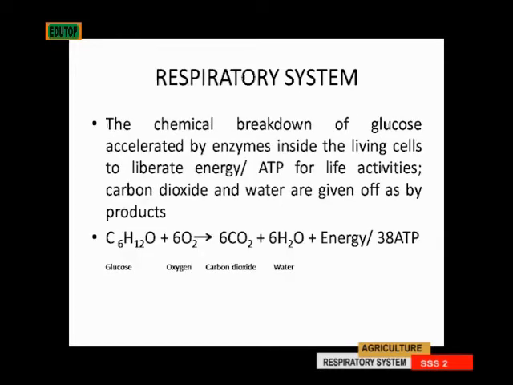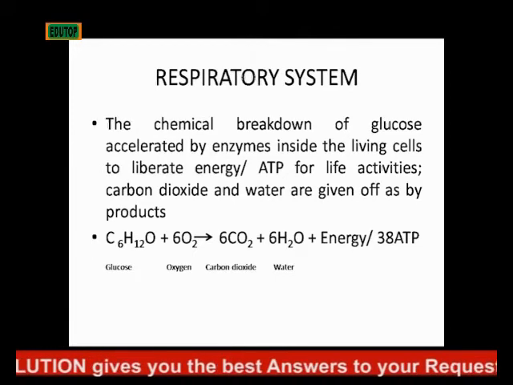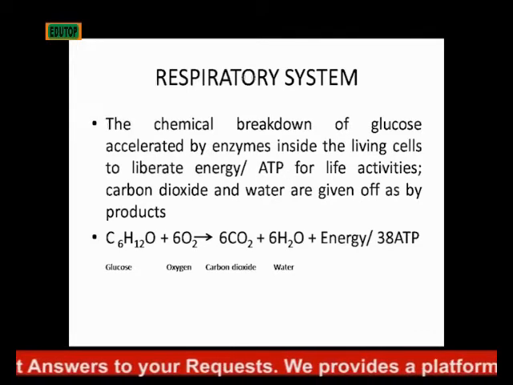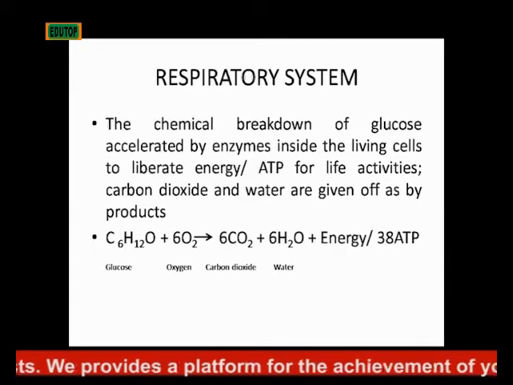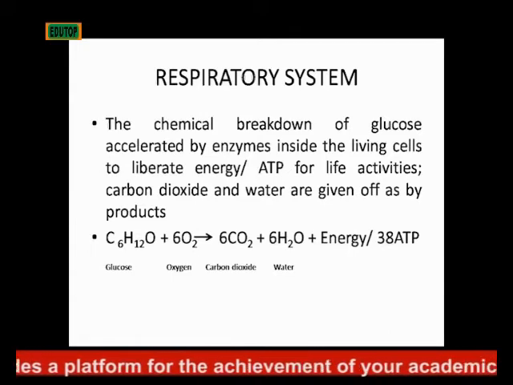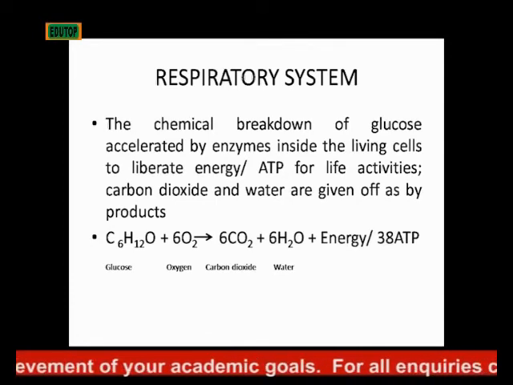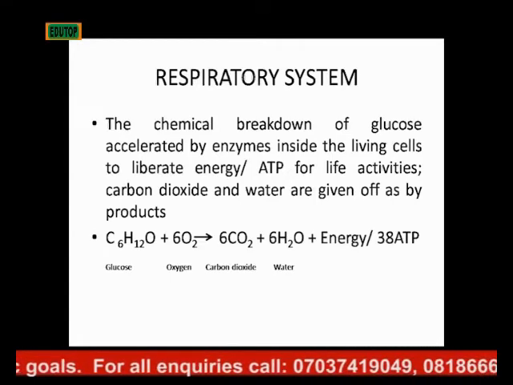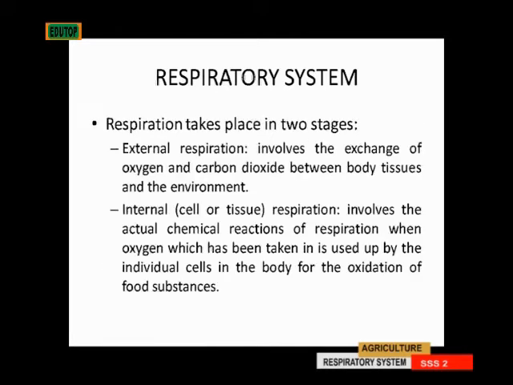Now, the chemical breakdown of glucose, accelerated by enzymes inside the living cells to liberate energy, or ATP, also known as adenosine triphosphate, for life activity, is called respiration. Carbon dioxide and water are given off as byproducts of respiration, and this is the equation of respiration. We have C6H12O6, that's glucose, plus 6 molecules of oxygen, giving us 6 molecules of carbon dioxide plus 6 molecules of water, then energy, or 38 ATP.